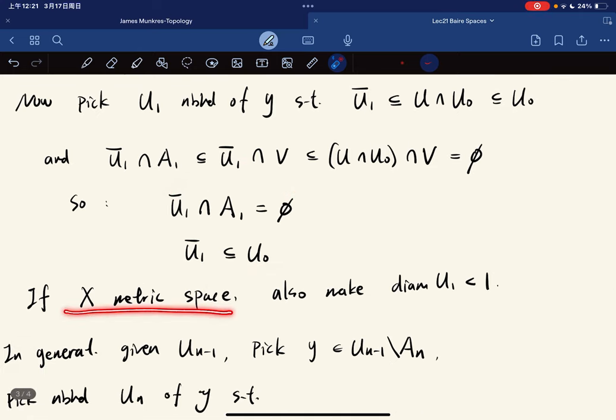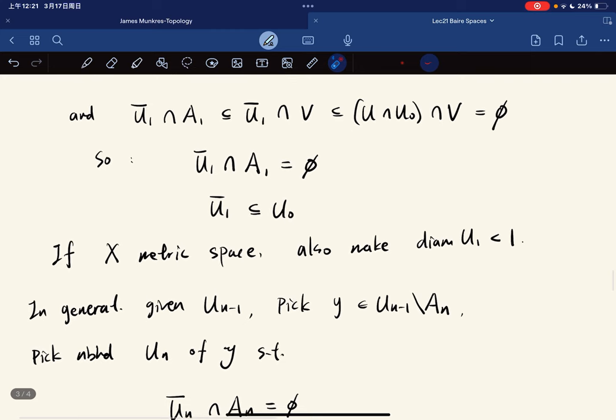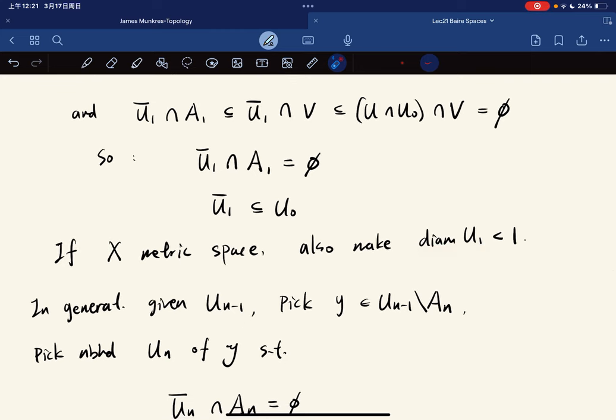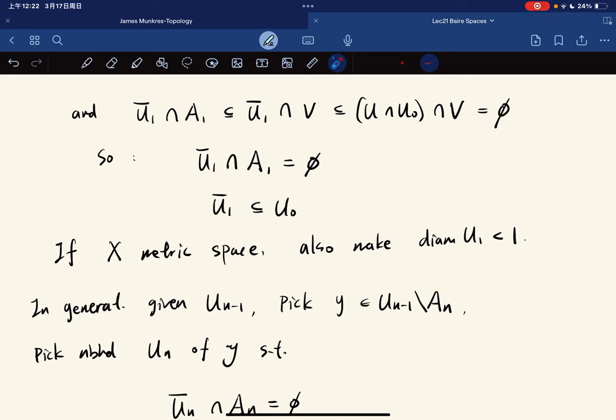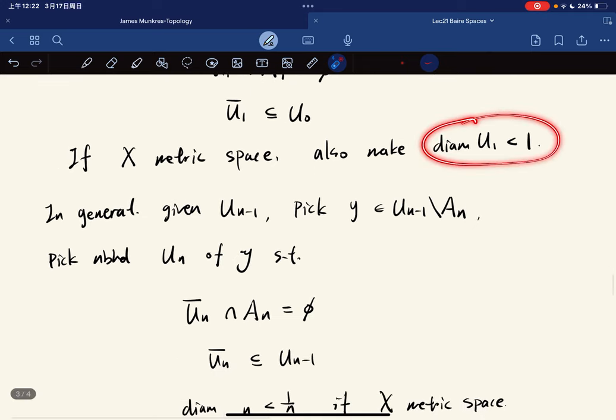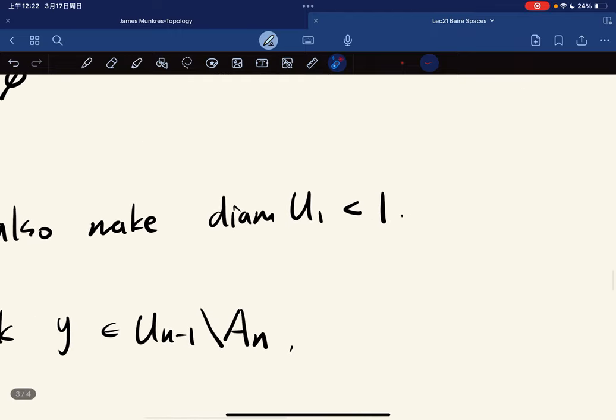Now, if X is a metric space, we can also require that the diameter is less than one. If you don't see why we can make this true, consider Y and a neighborhood U1. Because U1 is open, we can find a ball around Y inside it, and we just make the radius of this ball less than 1. If this makes you feel better, just take it. We can always make this true, since we can say U1 is a ball.